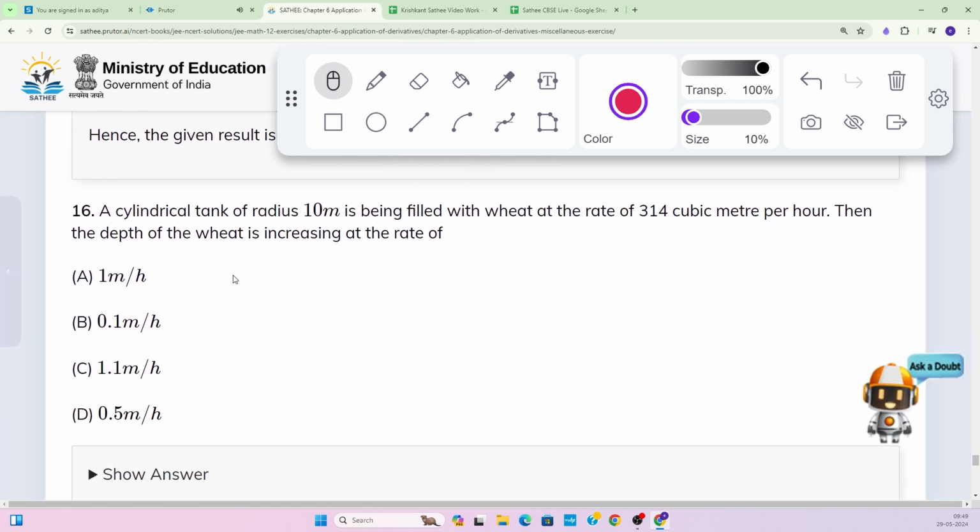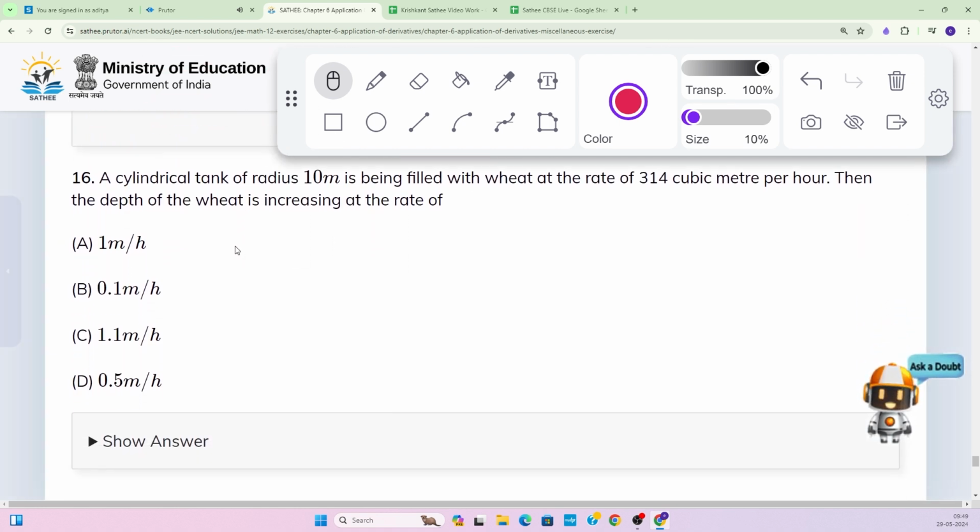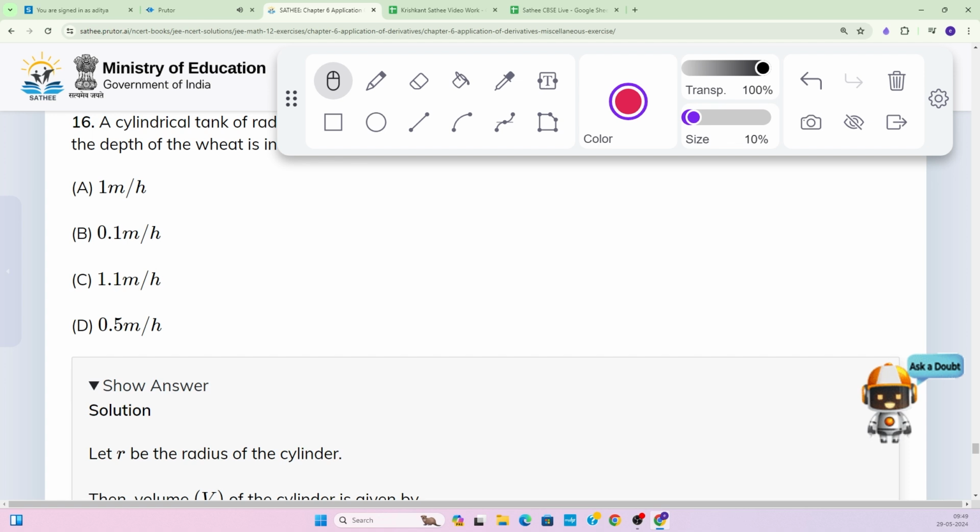Now the last problem of this miscellaneous exercise of chapter 6. Just let me quickly show you. A cylindrical tank of radius 10 meter is being filled with wheat at the rate of 314 cubic meter per hour. Then the depth of the wheat is increasing at the rate of what? So let me show you the answer quickly.